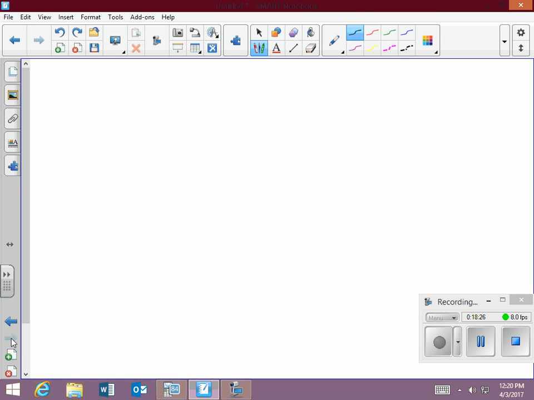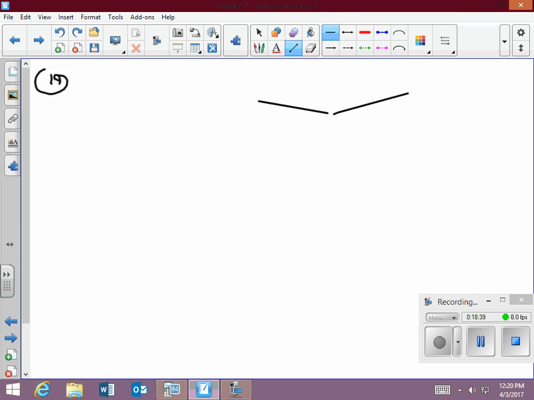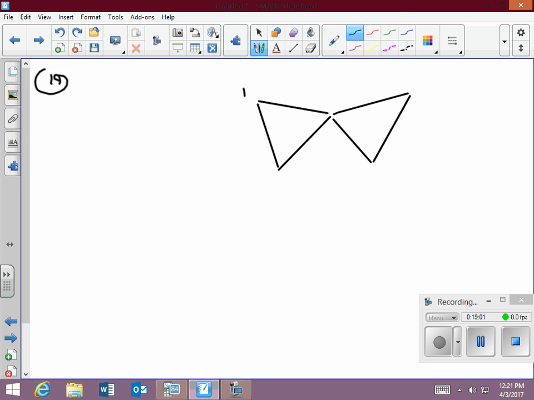Okay, 14. So they're saying this side is congruent to this side, this one is congruent to this one, and this angle right here is congruent to this angle.